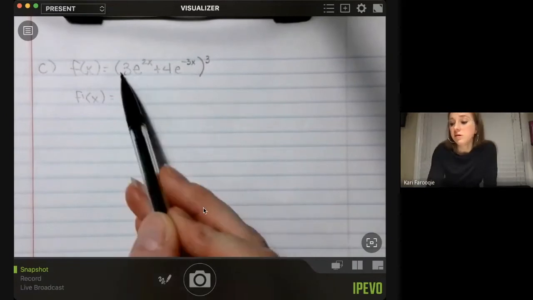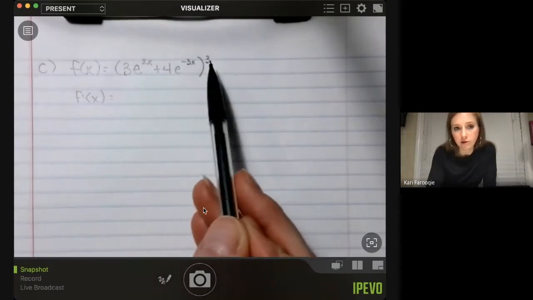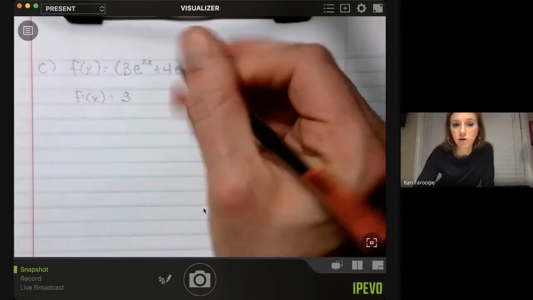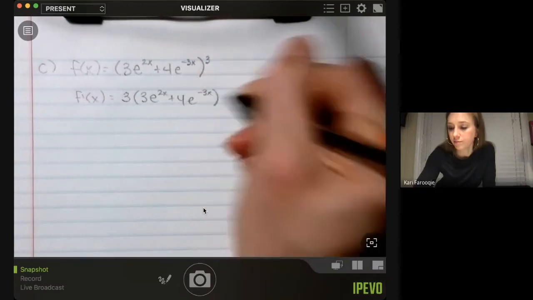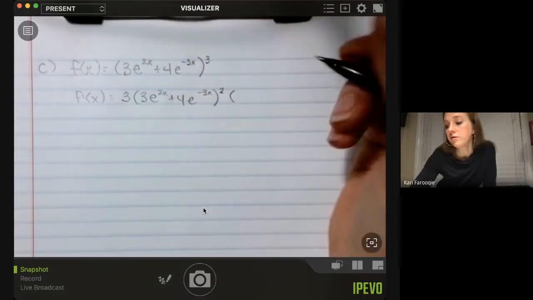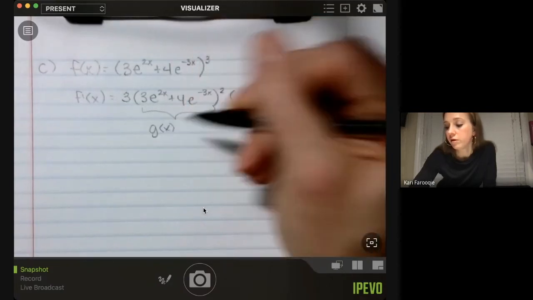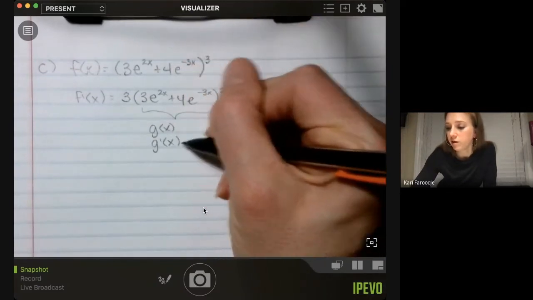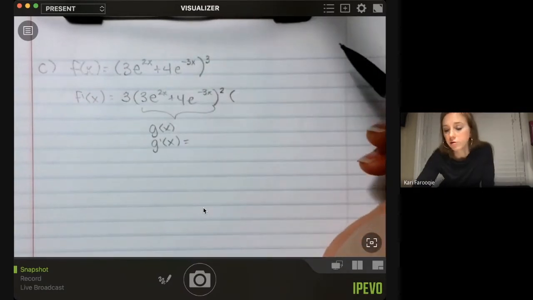Okay, clearly I think we can see an inside function, and the outside function is just some value that's being cubed. So use your general power rule here. Bring that 3 out front, rewrite your entire inside function, decrease the power by 1, and then take the derivative of the inside function. If you want to call that g of x, fine. That means that g prime of x is going to be the derivative of this whole thing, the inside of your parentheses.